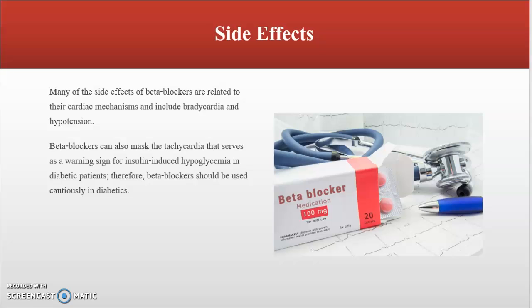Beta blockers can also mask the tachycardia symptoms that serve to warn of hypoglycemia in diabetic patients. So a patient who is diabetic and is experiencing hypoglycemia, a typical sign would be tachycardia. But if this patient is on a beta blocker, this beta blocker is going to mask that symptom. And so that patient might be at risk, and hence a beta blocker needs to be used cautiously in diabetics because it stands to mask other symptoms.